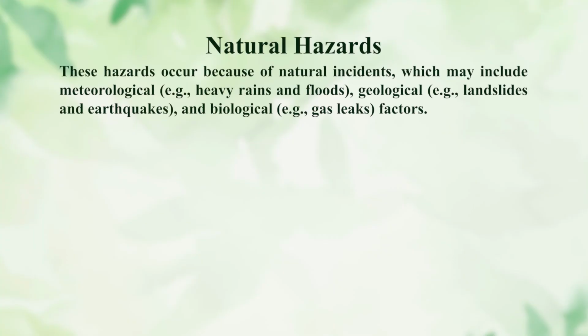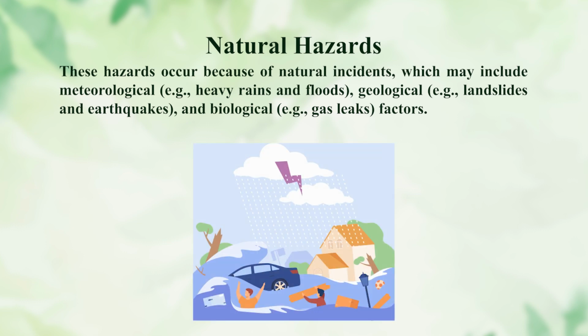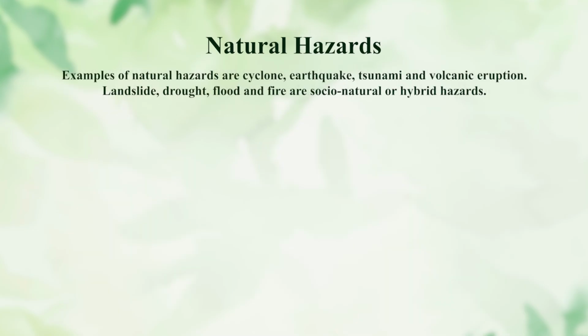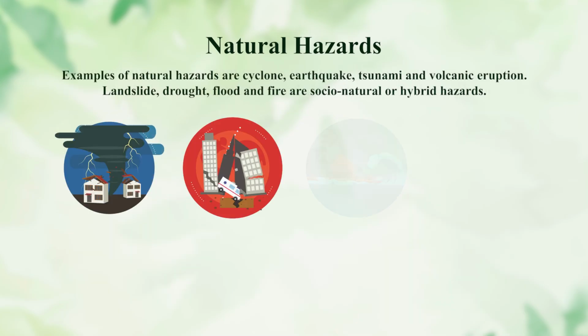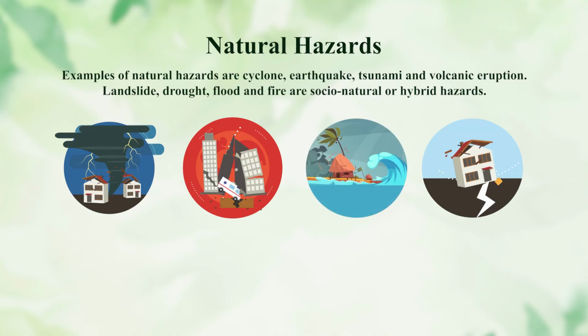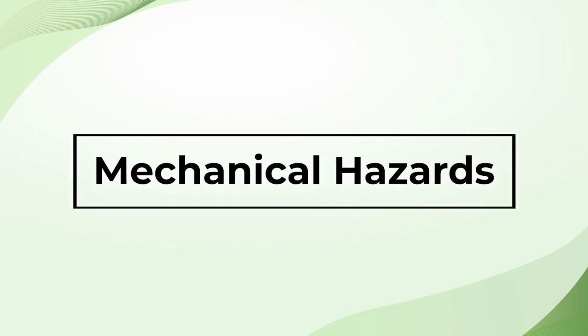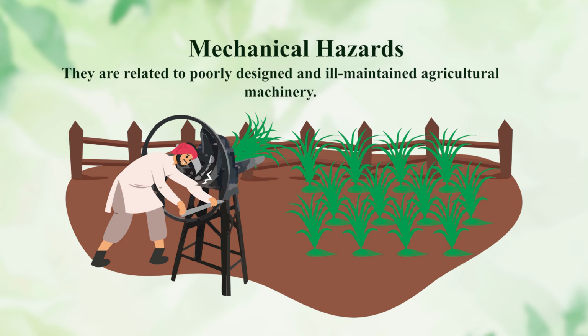First, natural hazards. These hazards occur because of natural incidents which may include meteorological, for example, heavy rains and floods, geological, landslides and earthquakes, and biological, that is, gas leaks, etc. Examples of natural hazards are cyclone, earthquake, tsunami and volcanic eruption. Landslide, drought, flood and fire are socio-natural or hybrid hazards as their causes may be both natural and man-made. Second, mechanical hazards. They are related to poorly designed and ill-maintained agricultural machinery.